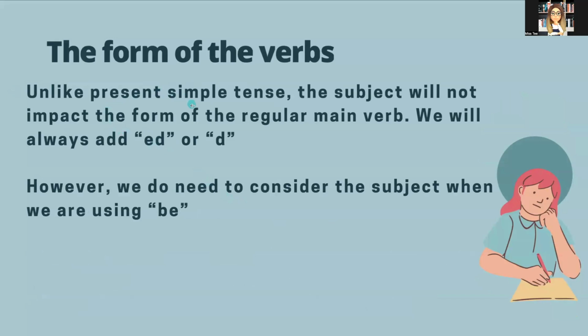So let's talk a little bit more about the form of the verbs. Unlike present simple tense, the subject will not impact the form of the regular main verb. We will always add ed or d. So what do I mean by that? Do you remember how when we were doing simple present tense, I could say I cook dinner, or I think about the third person singular, he cooks dinner. And so we had to always think about the subject. Now it's not that important.